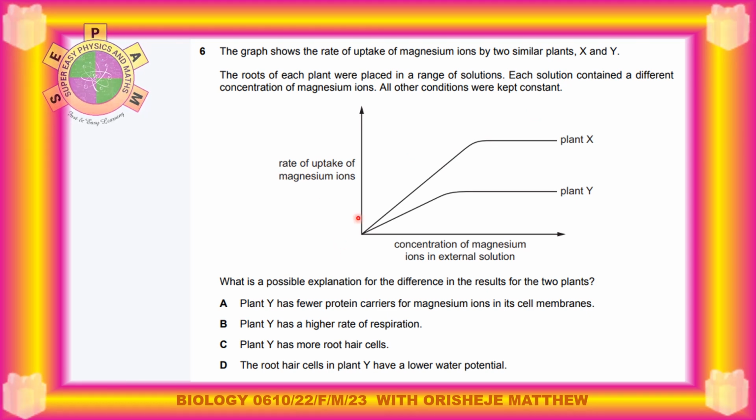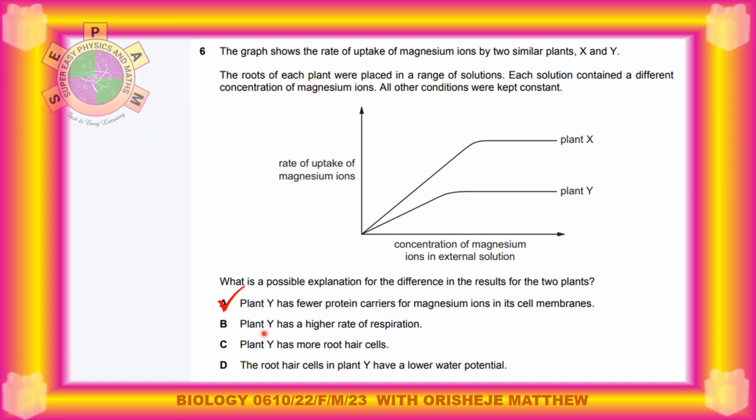So here we have the rate of magnesium intake, and here we have the concentration of magnesium in external solution. So you see, which of the plants takes more magnesium? Plant S takes more, while plant Y takes less of the magnesium ion if you compare it. Now, what is the possible explanation for the difference in the result for the two plants?